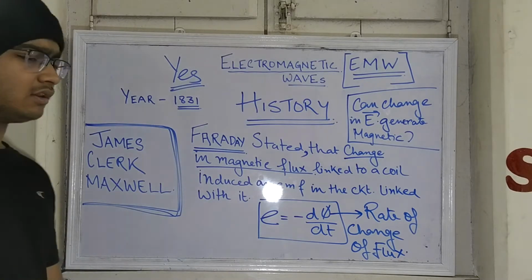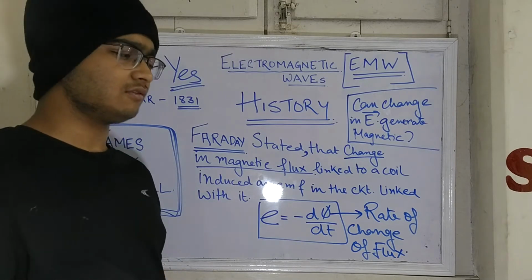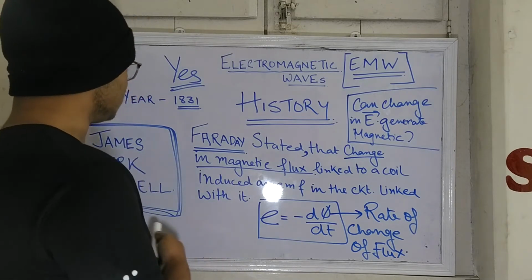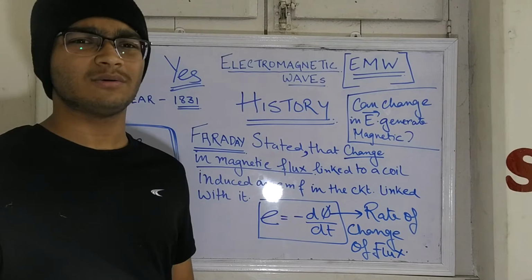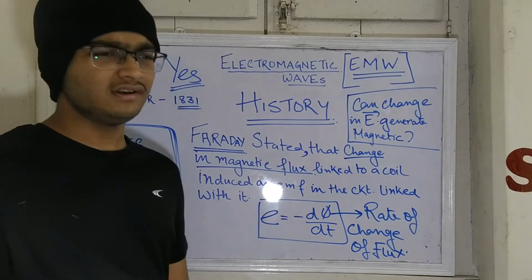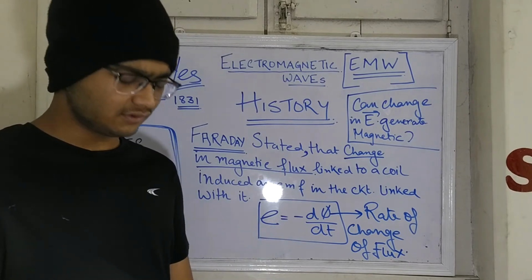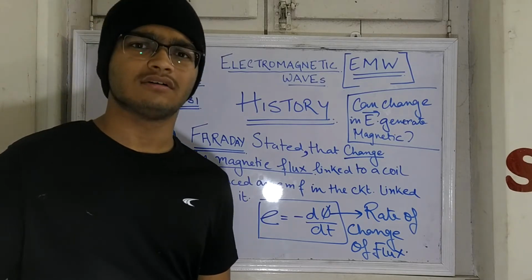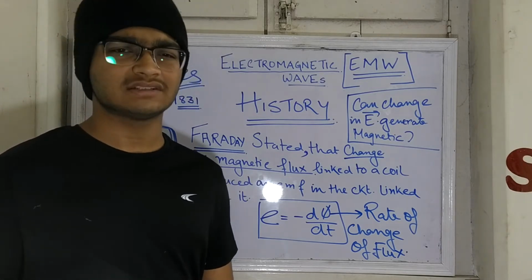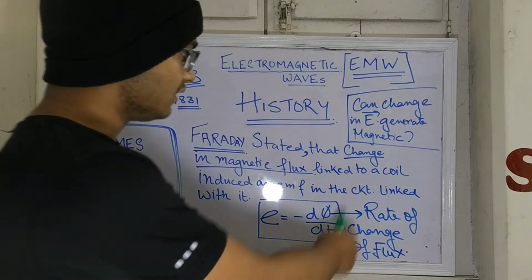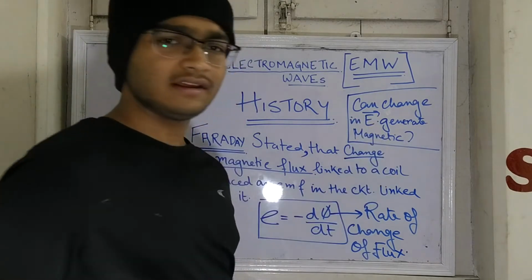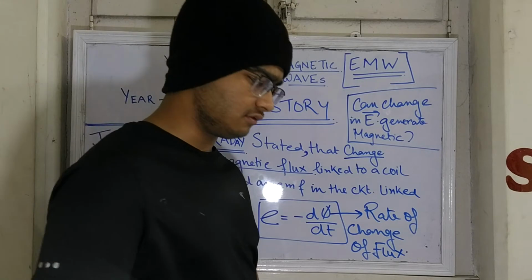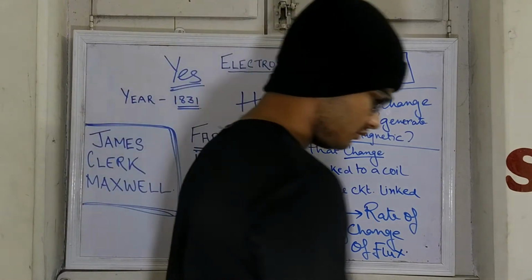Now, the scientists of that time asked James Clerk Maxwell, how is this possible? How can change in electric field generate a magnetic field? So now we will come to the next part, the experiment performed by Maxwell to prove his point that change in electric field can generate a magnetic field. Okay, so let's do it.